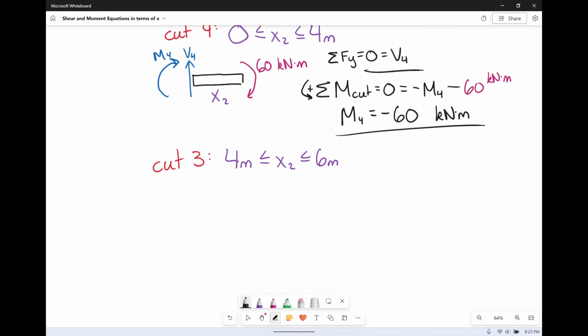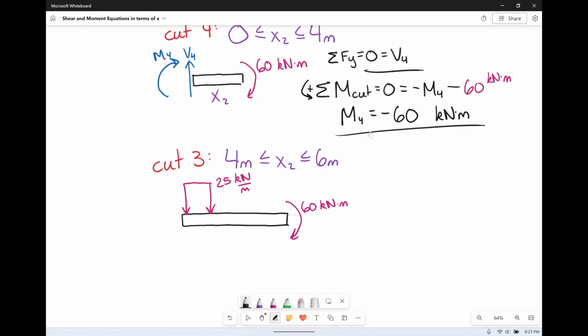So let's draw that pretty little picture. What does it look like? We have our very beautiful 60 kilonewton meters hanging off the end. And then we have some of our distributed load. And that distributed load, again, does have a height of 25 kilonewtons per meter.